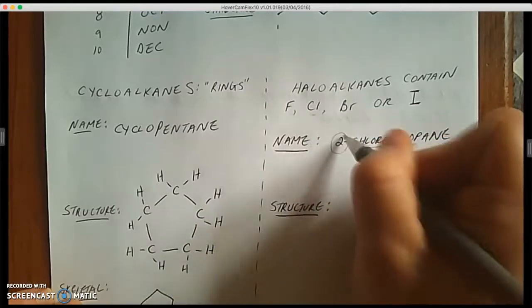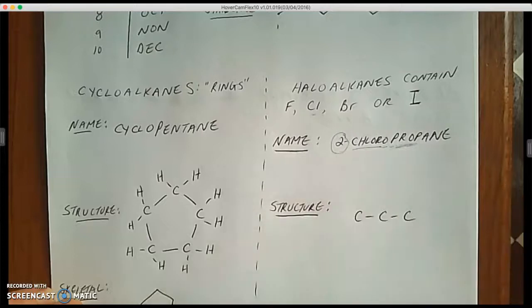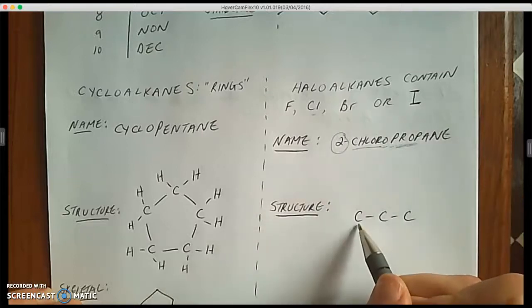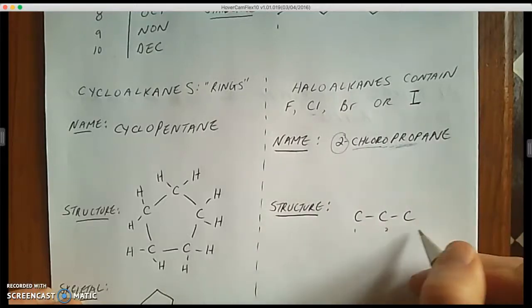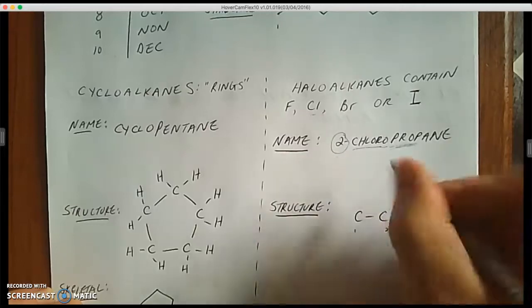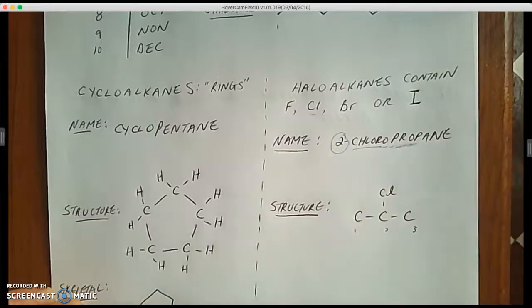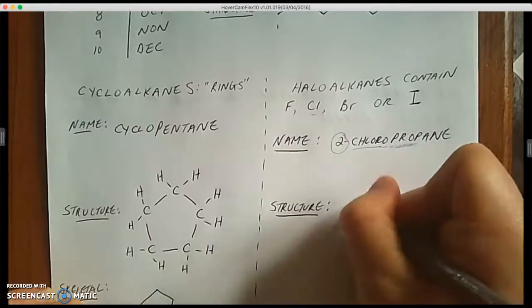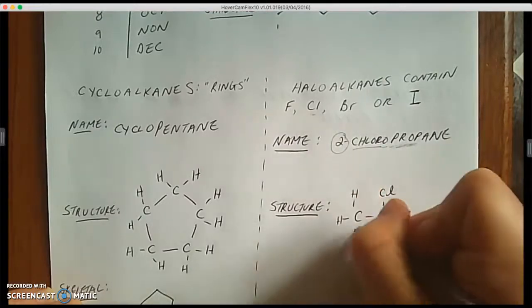The number right there tells me where to put that chlorine atom. So I've got carbon 1, carbon 2, and carbon 3, essentially. And the 2 tells me to put the chlorine on carbon 2. And then everything else gets a hydrogen.